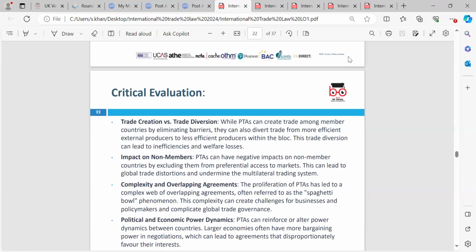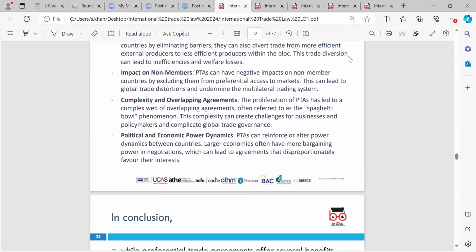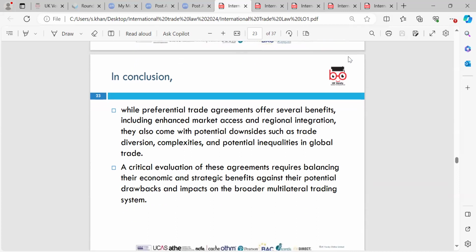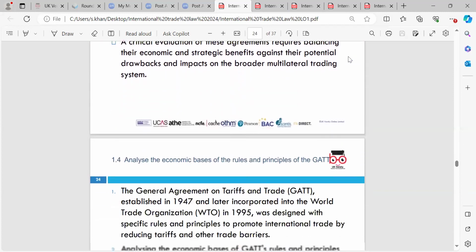And then we had a critical evaluation of trade creation versus trade diversion, impact on non-members, complexity and overlapping agreements, and looked at the political and economic power dynamics. In conclusion, we looked at how preferential trade agreements offer several benefits, including enhanced market access and regional integration, and they also come with potential downsides such as trade diversion, complexities, and potential inequalities in global trade.